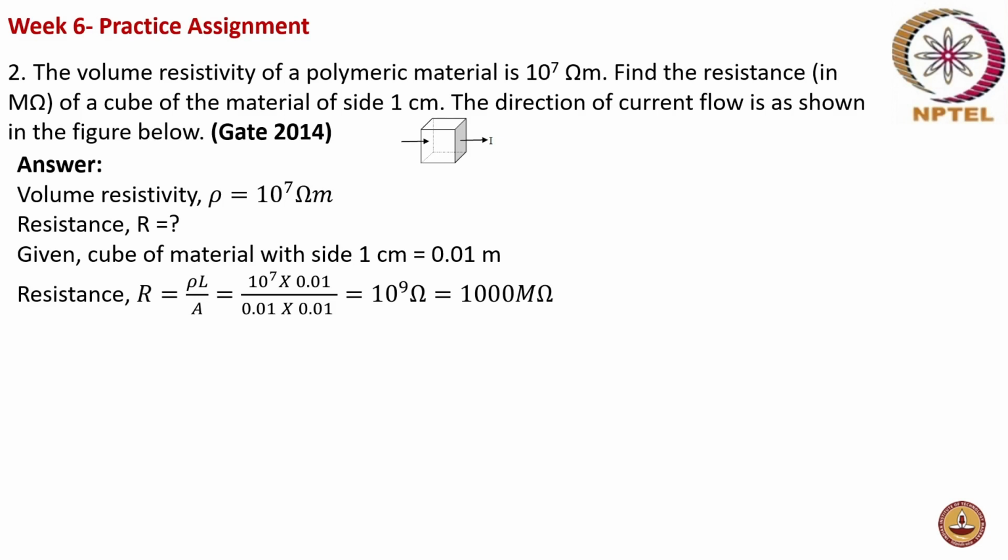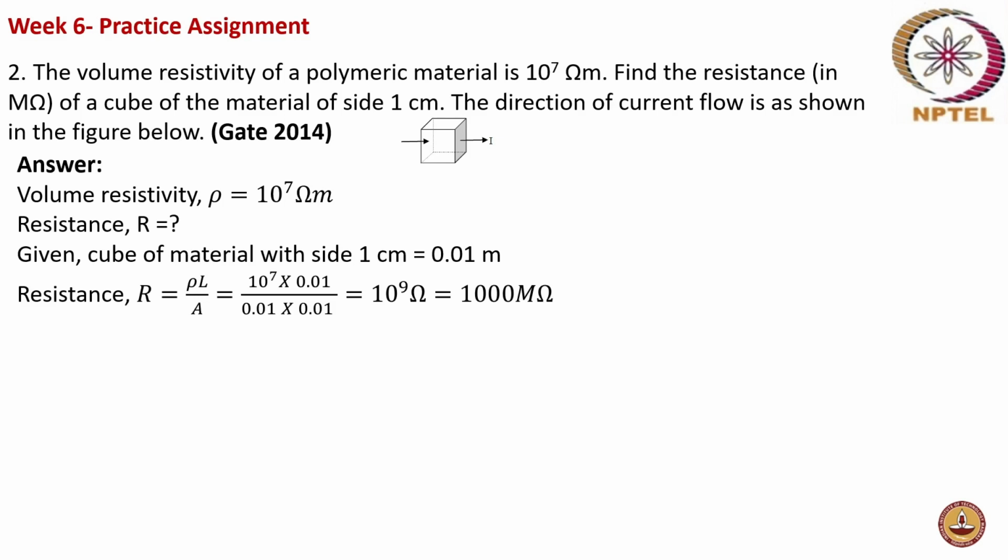Right. So they have also asked one more thing. What is the resistance in mega ohms? So 10 power 9 ohms means, so ohms to mega ohms. So just divide by 10 power 6, you will get 1000 mega ohms. Right? 10 power 6 ohms is equal to 1 mega ohm. So 1000 mega ohms is nothing but 10 power 9 ohms. So that means the resistance of the material is 1000 mega ohms. You are able to understand?